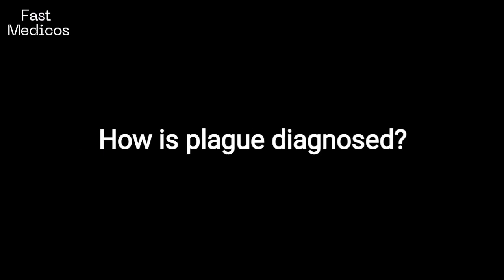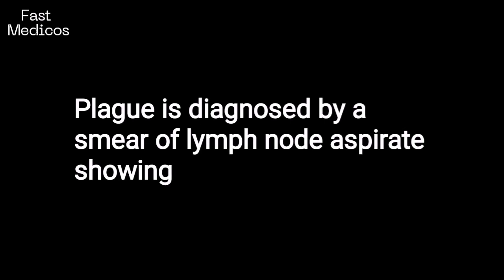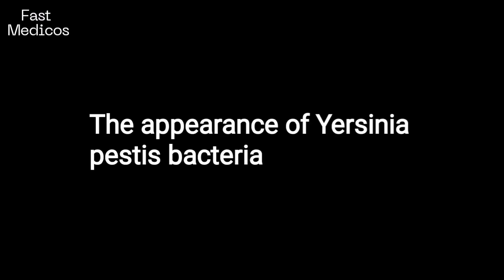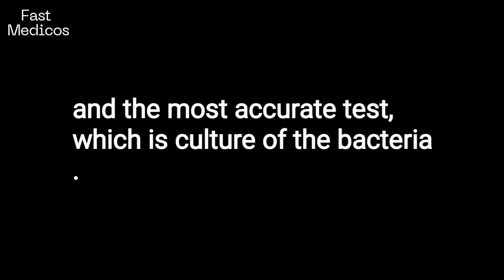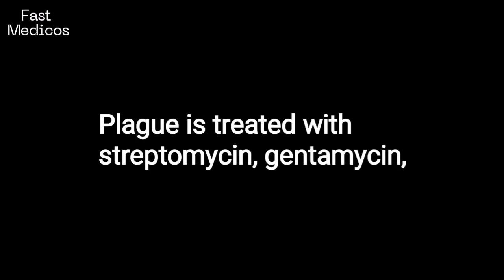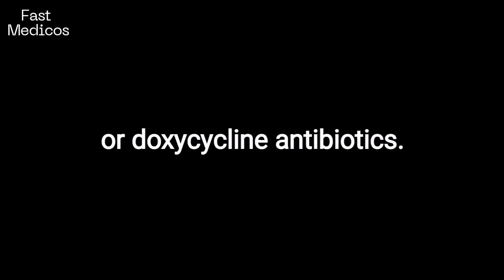111. How is plague diagnosed? Plague is diagnosed by a smear of lymph node aspirate, showing gram-negative rods, the appearance of Yersinia pestis bacteria, and the most accurate test, which is culture of the bacteria. 112. How is plague treated? Plague is treated with streptomycin, gentamicin, or doxycycline antibiotics.